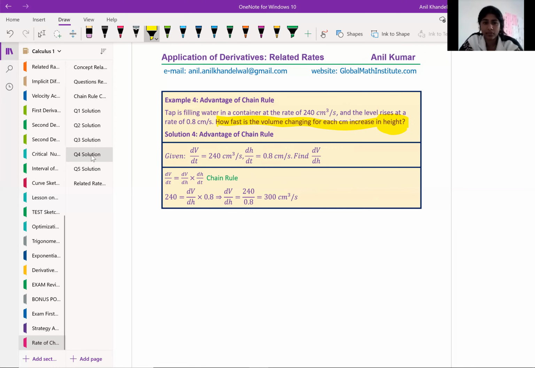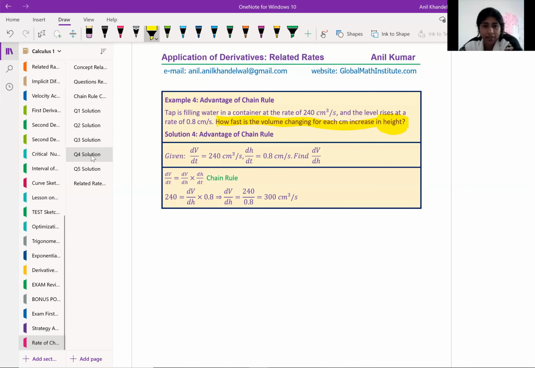So read the question once again, and I have used the second way of doing it. Explain to me why in this case I have used the second case, not the first case. Think as if it is part of your book, you're just reading the example from the book. Okay. So a tap is filling water in a container at the rate of 240 centimeter cubed per second, and the level rises at a rate of 0.8 centimeter per second. How fast is the volume changing for each centimeter increase in height?